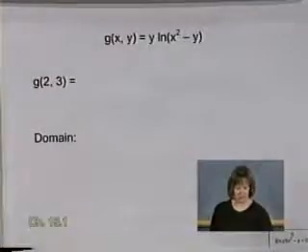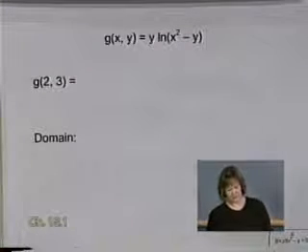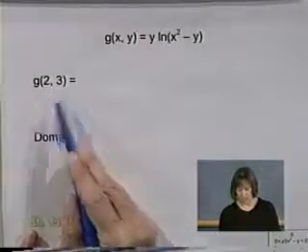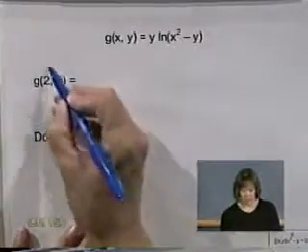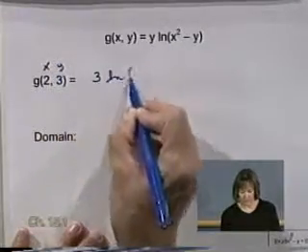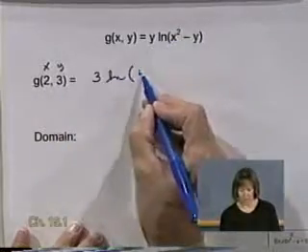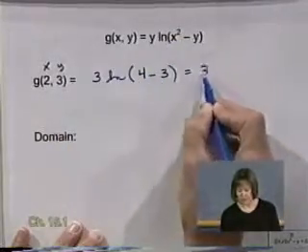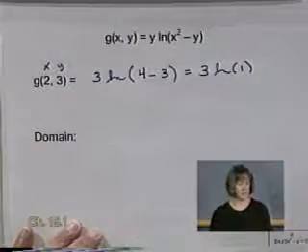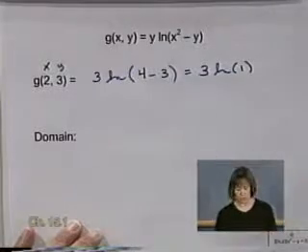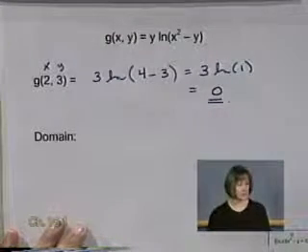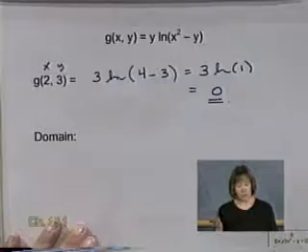Here's another multivariable function. G of x, y equals y natural log of x squared minus y. If I want to figure out g of 2 comma 3, again, I'm going to plug 2 in for x, 3 in for y. So I'd get 3 times the natural log of 2 squared is 4, minus 3, and that gives me 3 natural log of 1. Okay, and I hope you remember the natural log of 1 is 0, because e to the 0 is equal to 1. So this is 3 times 0, which is 0. And if you didn't remember that, you could have plugged it into your calculator and you would have said, yeah, I got 0.